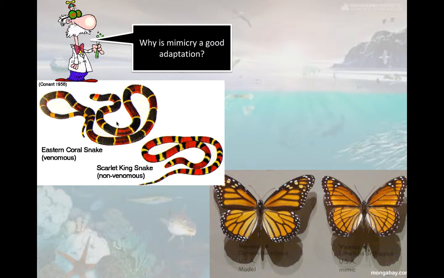So why do you think this scarlet king snake wants to look like this eastern coral snake? And why do you think this viceroy wants to look like this monarch butterfly? What's the purpose of this?